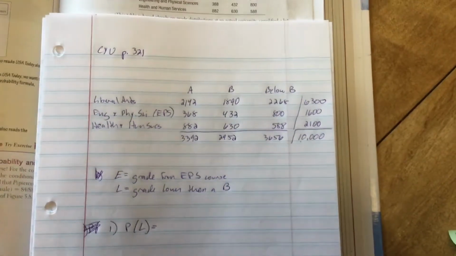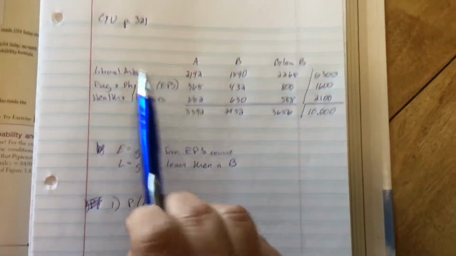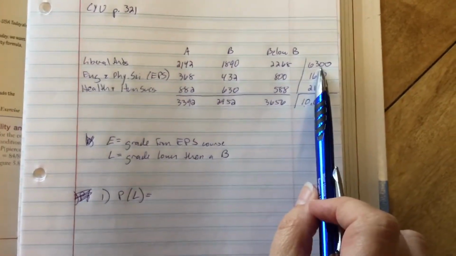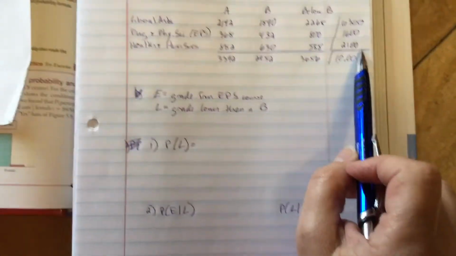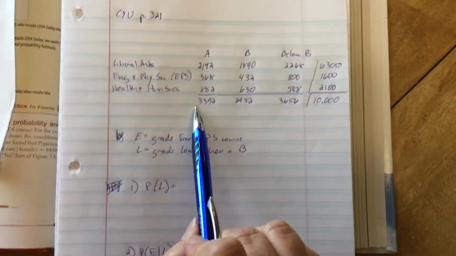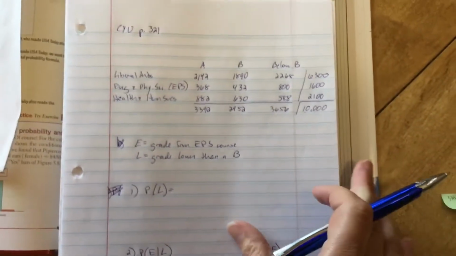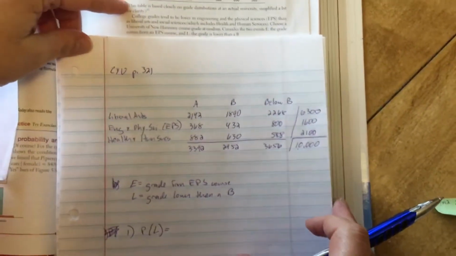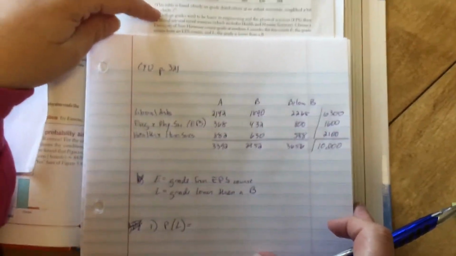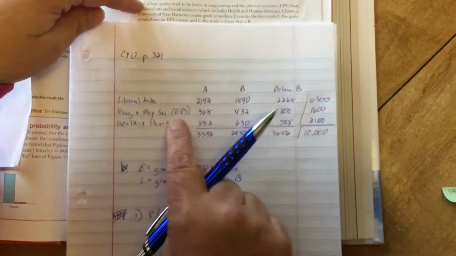So that's the first thing I want to do. I know there were over 6,000 liberal arts grades, 1,600 engineering grades, and 2,100 health and human sciences grades. 3,392 kids got A's. So it's good to have totals. College grades tend to be lower in engineering and physical science, the EPS.